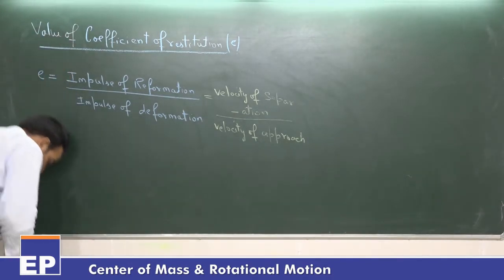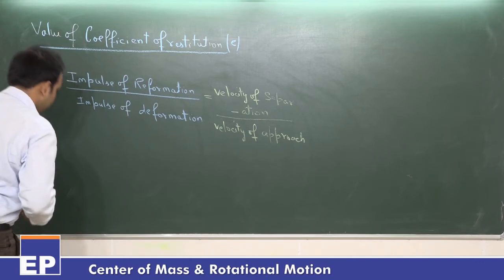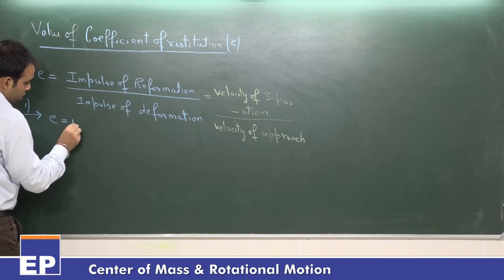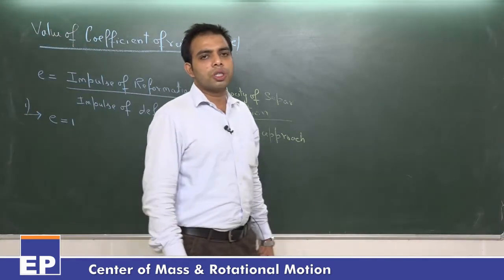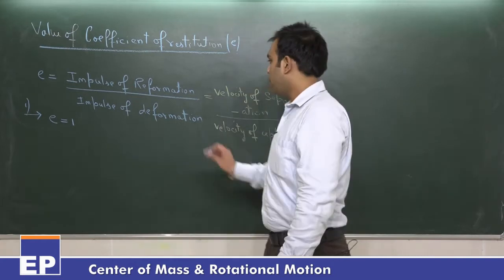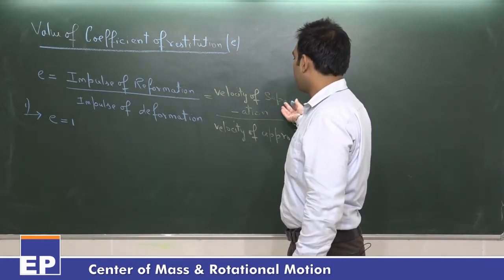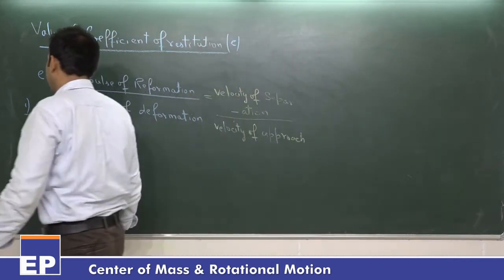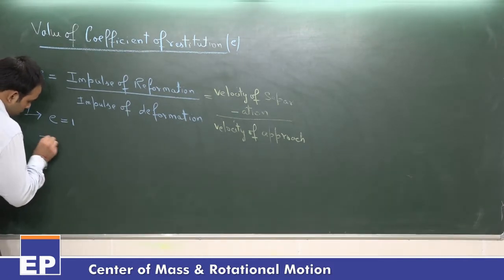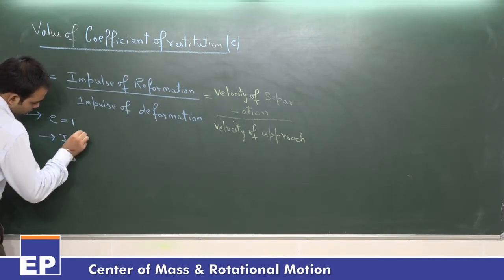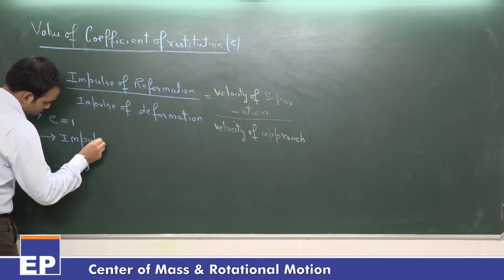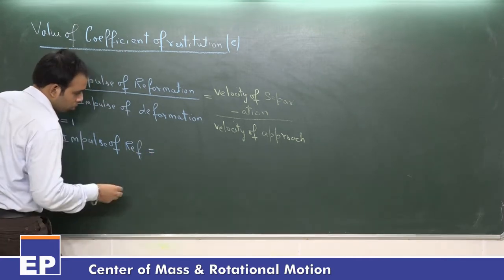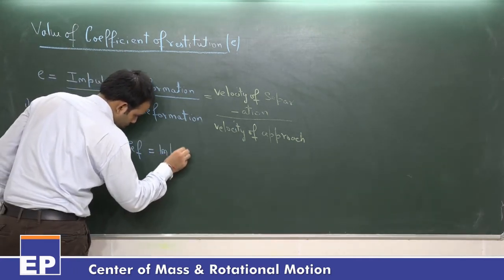Now we can say this thing for the elastic collisions, or if E is 1. If E is 1, it means velocity of separation is equal to velocity of approach. When E is equal to 1, these two things are the same, or you can say impulse of reformation is equal to impulse of deformation.